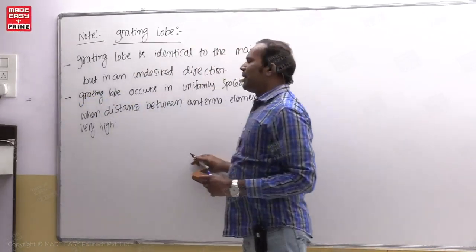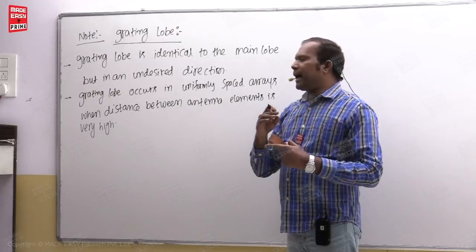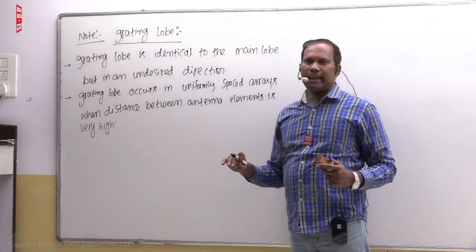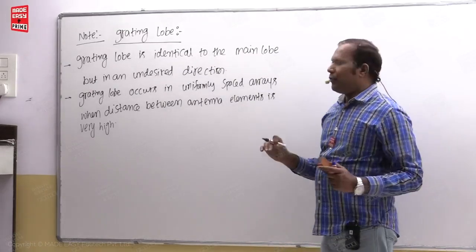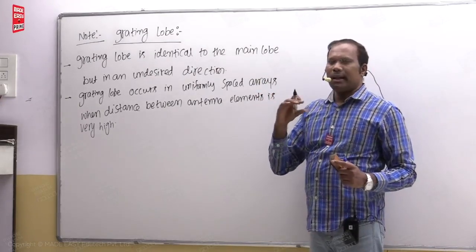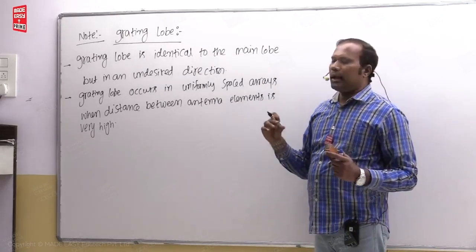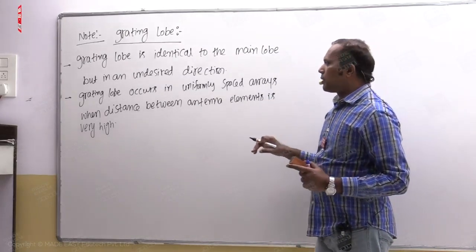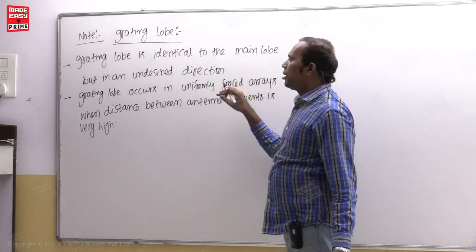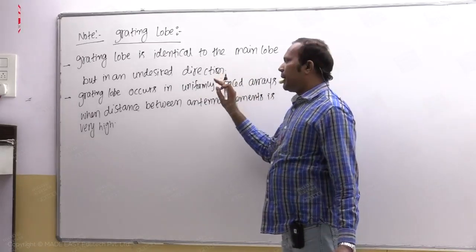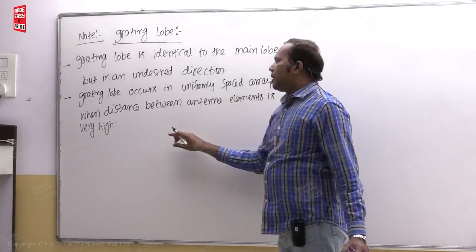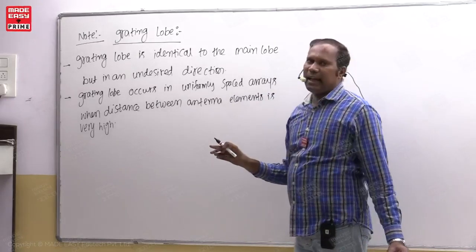If the distance between antenna elements you make 2 lambda like that, then the antenna elements are far away, so that again they behave like single antennas. That group effect is lost. Whenever those antennas are closer, at an appropriate distance, then only all together they behave and give the desired characteristics. So first of all, I wrote what is grating lobe: grating lobe is identical to the main lobe, but in an undesired direction, that is not required. Then why does grating lobe occur? Grating lobe occurs in uniformly spaced arrays when the distance between antenna elements is very high.